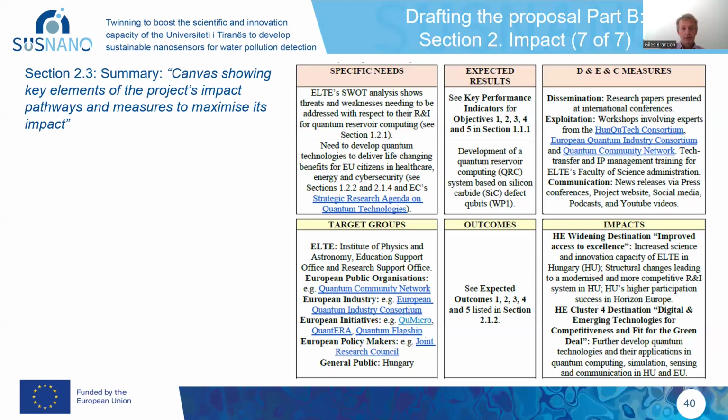Now, because it was a twinning, in this table, I basically said, look, in terms of specific needs, ELTE, we've done a SWOT analysis, strengths, weaknesses, opportunities, and threats. And it shows that there's a need to address, with respect to their research and innovation for quantum reservoir computing. Their project on twinning is on the field of quantum reservoir computing. Because I didn't have the space to elaborate any further here, I just said, look, see section 1.2.1. This is where this SWOT analysis was actually provided.